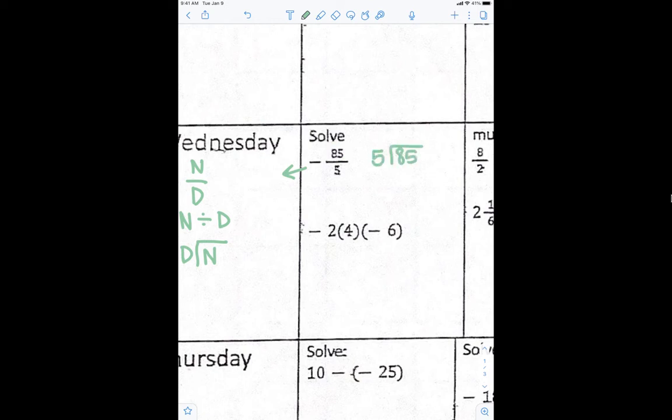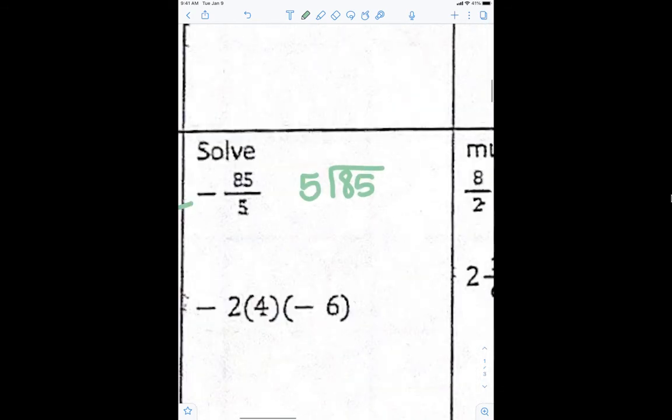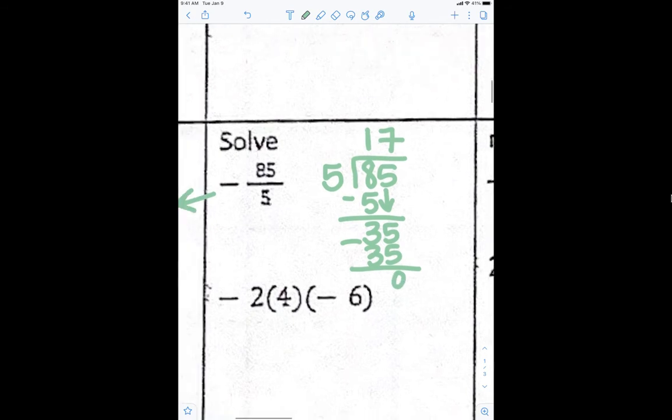He goes outside. So I know that 5 can go into 8 one time. 1 times 5 is 5. 8 minus 5 is 3. Then I know 3 is less than 5, so we're good. And then bring down the 5. 5 goes into 35 7 times. And 7 times 5 is 35. So we are done. And I can't forget about this negative up front. I got to add it back on. So my answer is negative 17.